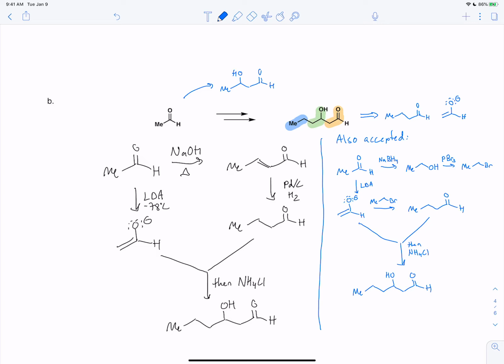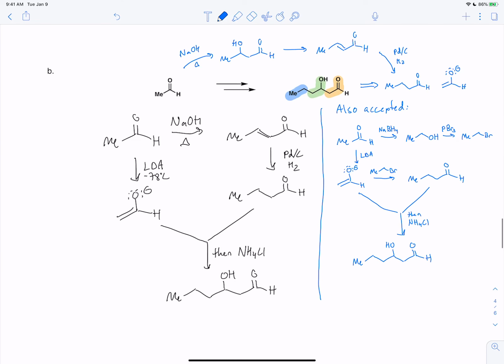So this is almost there, but somehow we need to turn this hydroxyl group into a hydrogen. And the easiest way to get rid of that hydroxyl group is to just do this with sodium hydroxide and heat. That way it will go all the way to the unsaturated compound. Once we have this unsaturated compound, then we can use palladium on carbon and hydrogen to selectively reduce just the double bond and not the aldehyde itself.